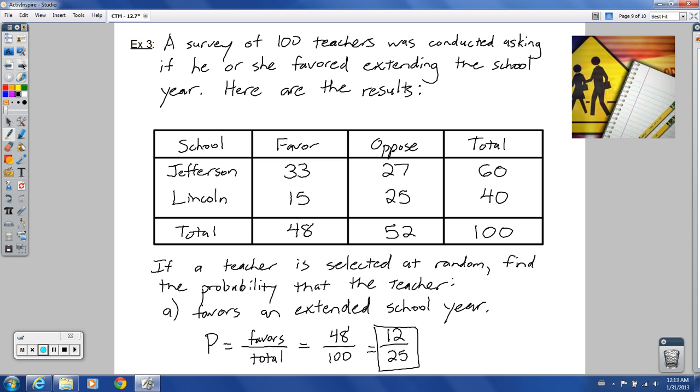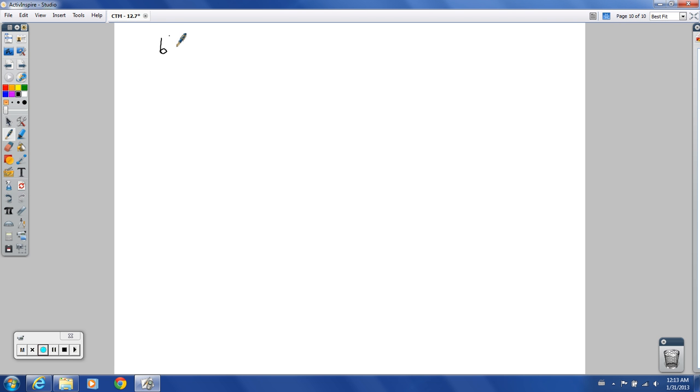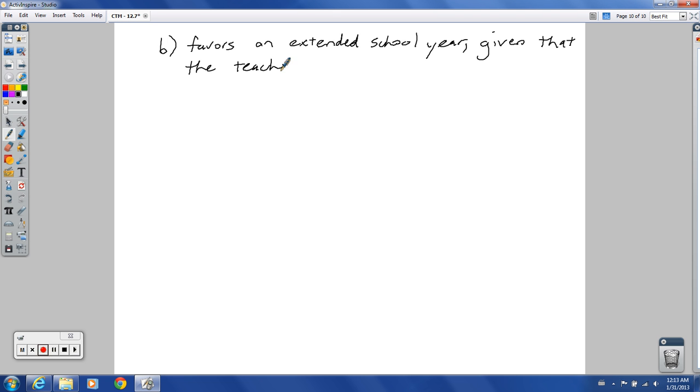So part B, now let's go back to that survey in just a moment, but right down here's part B. Favors an extended school year. So same start as what I just did for part A, but now given that. So this is now a conditional probability problem. Given that the teacher, we'll put a comma there, given that the teacher is from Jefferson.